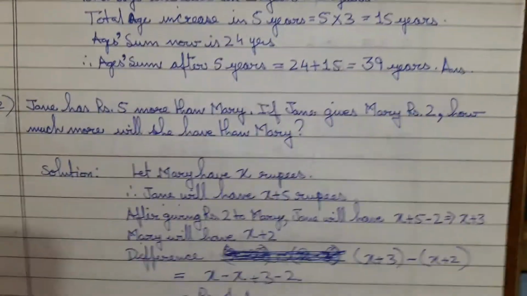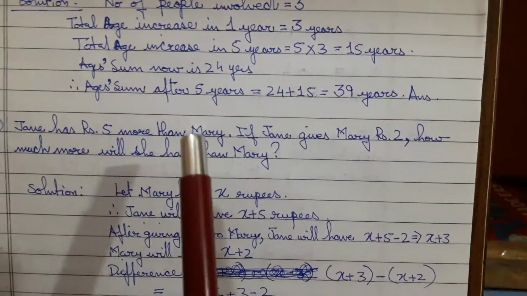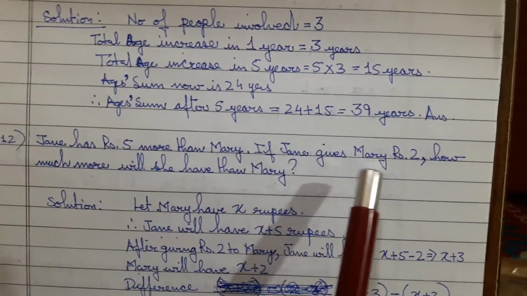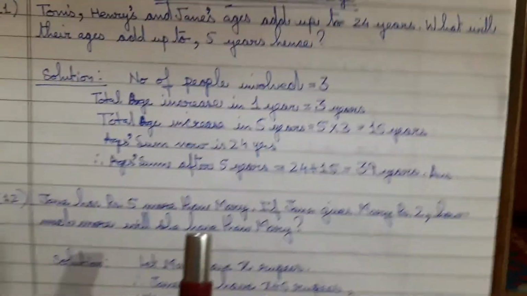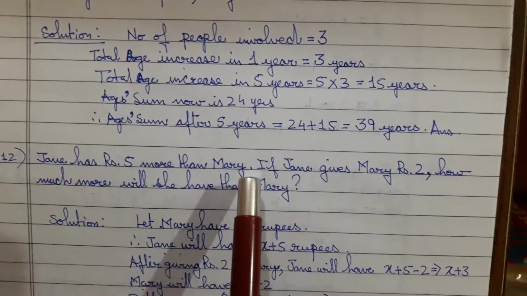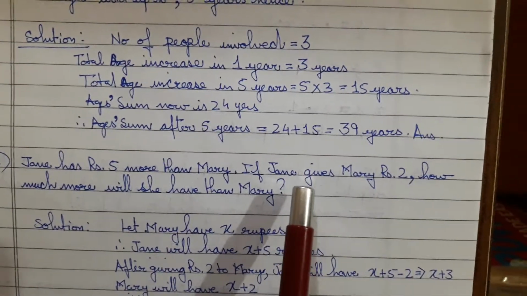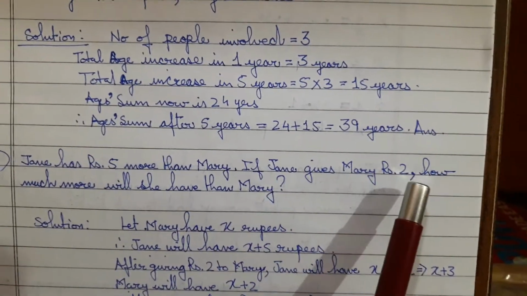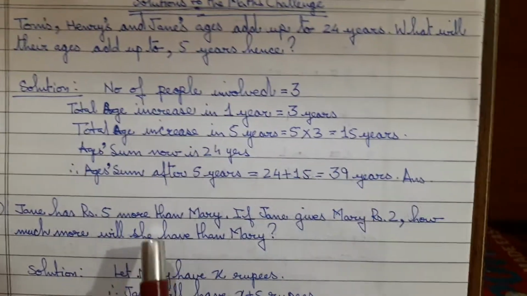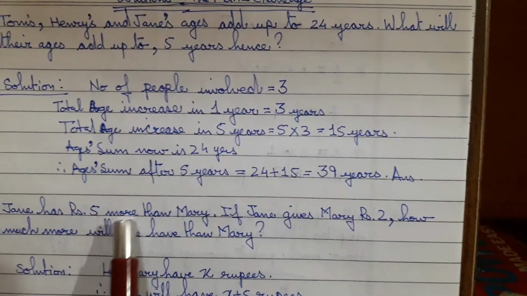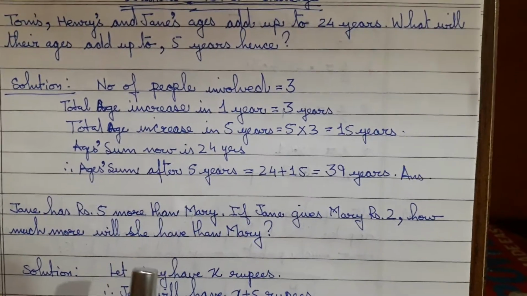Jane has rupees 5 more than Mary. If Jane gives Mary rupees 2, how much more will she have than Mary? Look at the question very carefully. Jane has rupees 5 more than Mary. If Jane gives Mary rupees 2, how much more will she have than Mary? Now, it's not saying that she has 5 rupees. It's saying she has 5 rupees more, right?